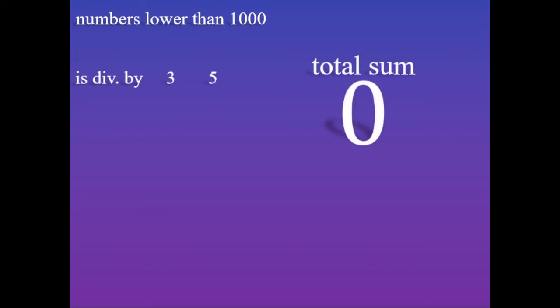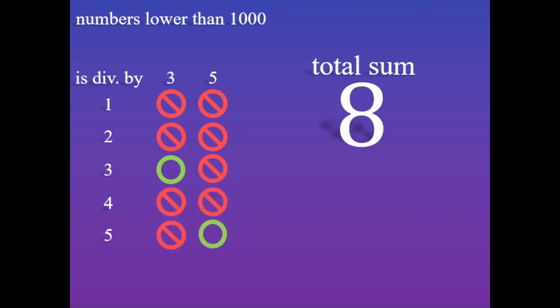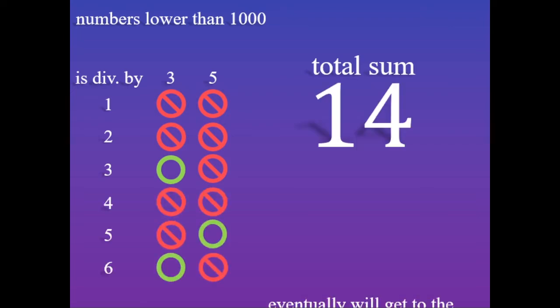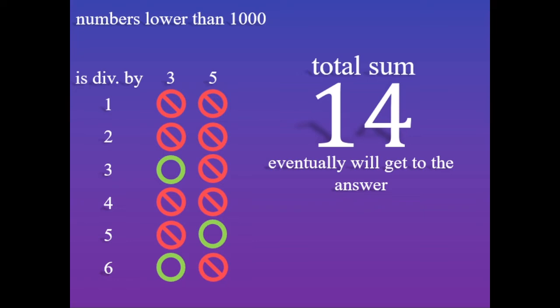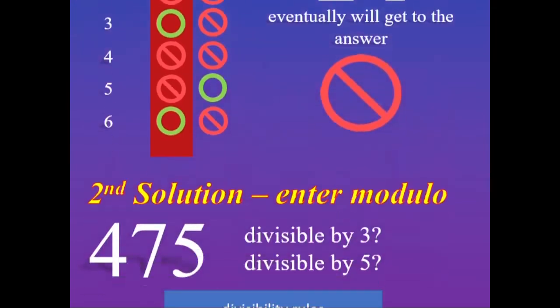Here's how the computer would do it. 1, no. 2, no. 3, yes. 4, no. 5, yes. 6, yes. Eventually, we will get to the answer as n approaches 999. Even so, I don't recommend this solution, considering there's a lot of computation for 999 numbers, especially when checking if a number is divisible by 3. So how do we reduce more computations?